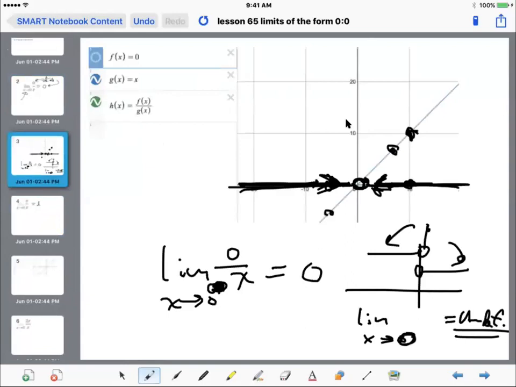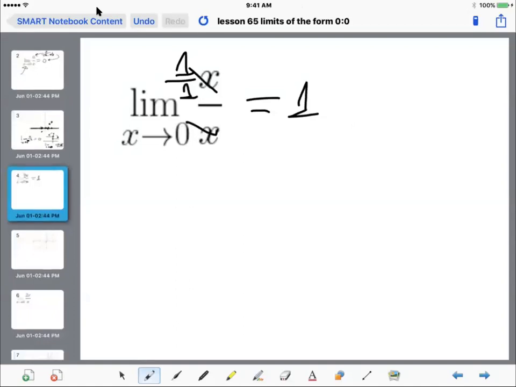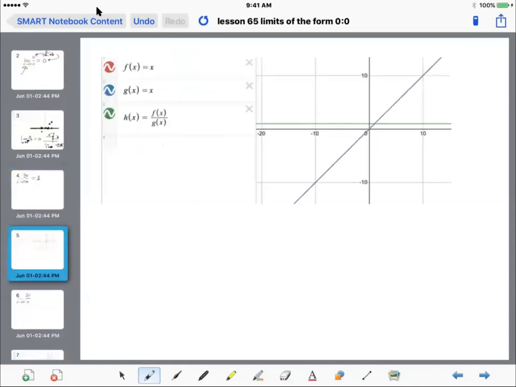For this one over here, if you were to reduce the fraction, the limit of a constant function is just going to be whatever the value is. So that would become 1 also. And here's a picture of that one.